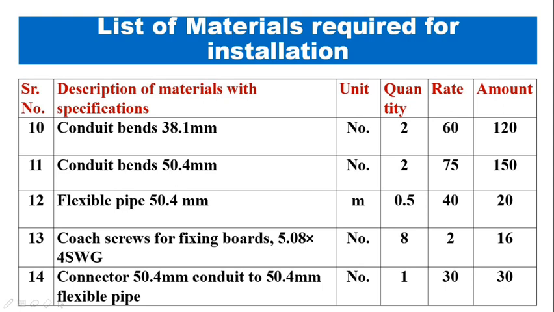Next one is screws. Screws are required to fix your boards. So you can take 8 screws, 4 for each board. Next one is the connector. You have to connect the 50.4 mm conduit to the flexible pipe. So one connector you will require, the rate is 30 rupees.